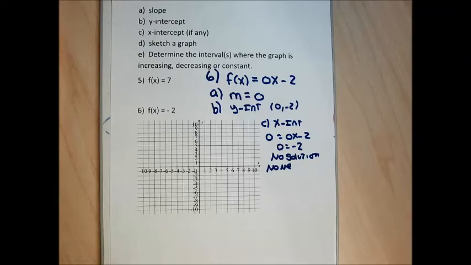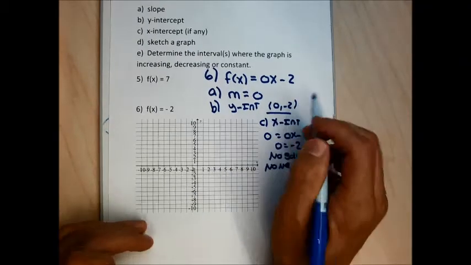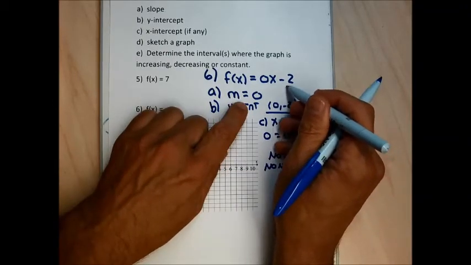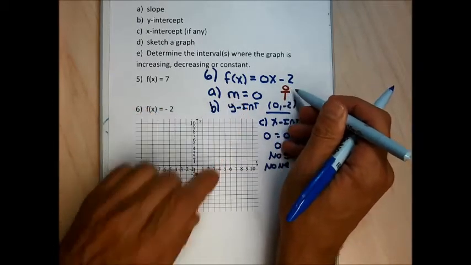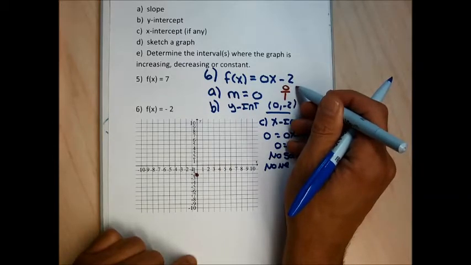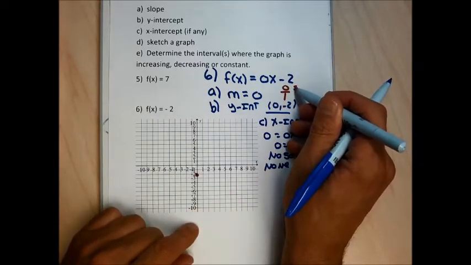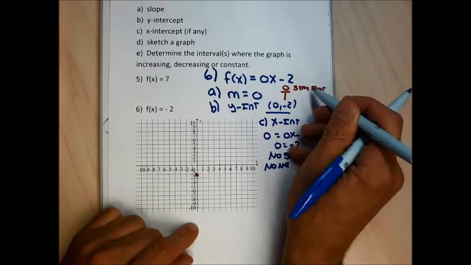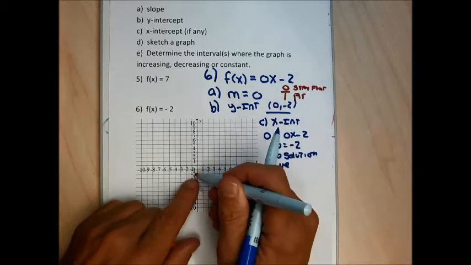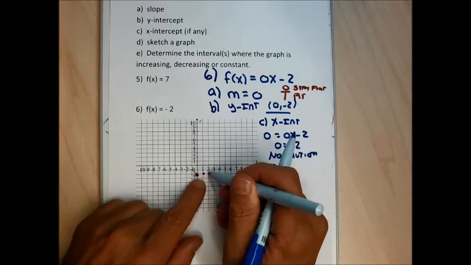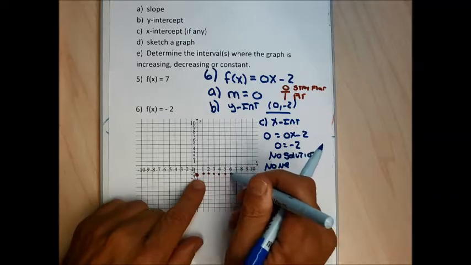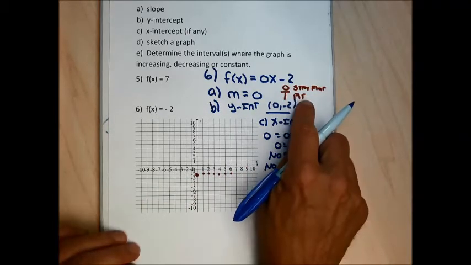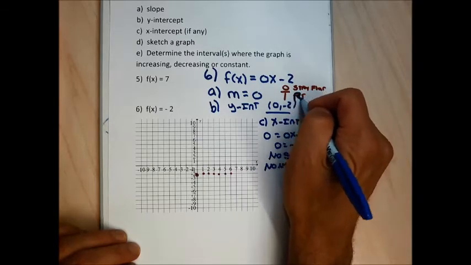So now when I go to sketch a graph, I'm going to plot the y-intercept, which is the point 0, negative 2, and I'm going to use the slope. The slope is really 0 over 1, so I'm not going to go up or down, but I'm going to go right 1. So I'm going to stay flat. So the first point, I'm going to go right 1 and not up or down. The second point, right 1, and so on. So I can get as many points as I want by simply going from point to point, going right 1.